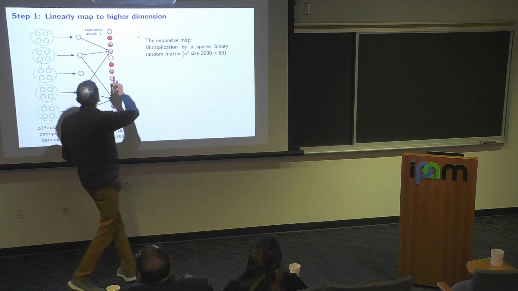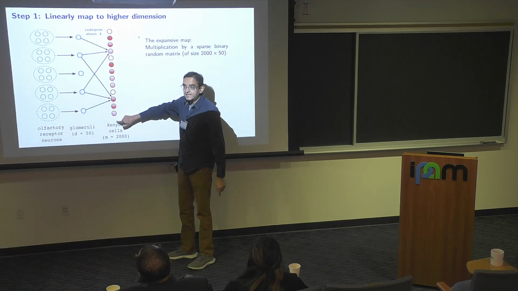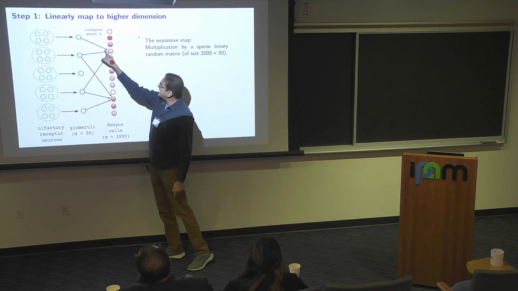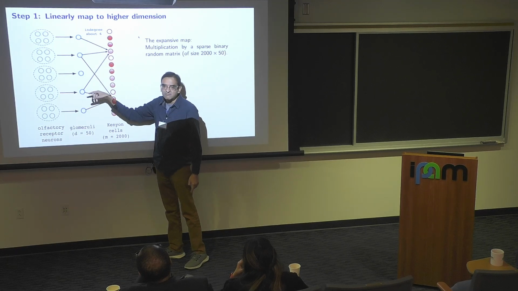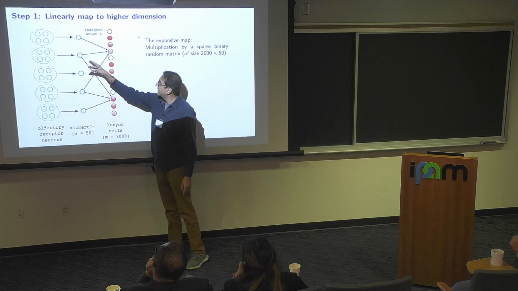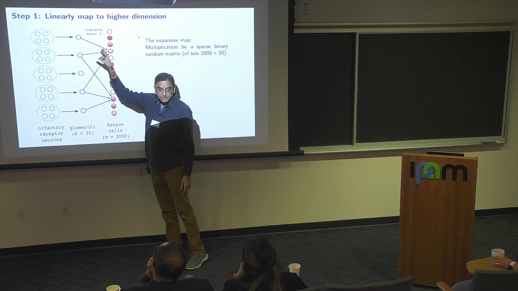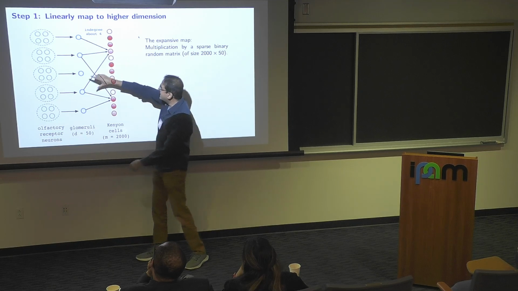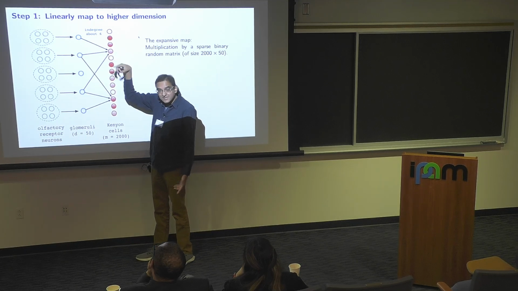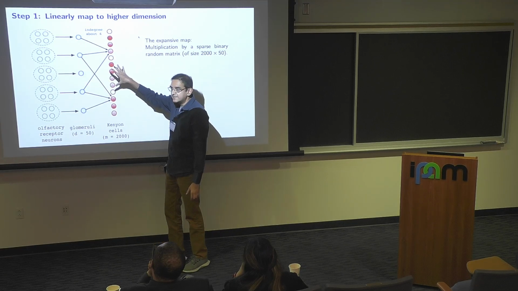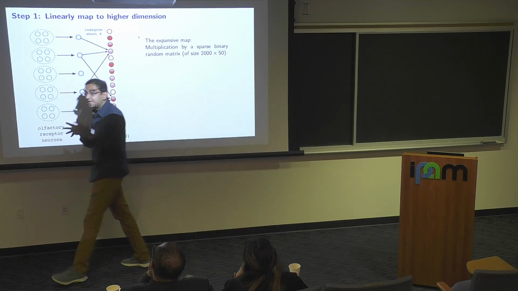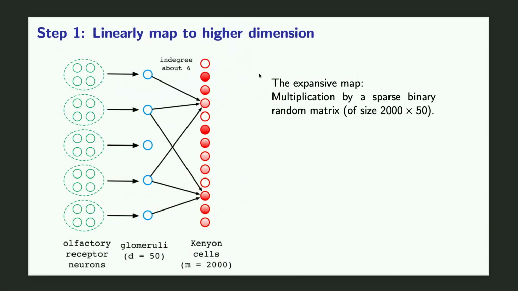And the way this happens is that there are these 2,000 Kenyon cells in the next level, and each of them is connected to a few of the glomeruli, maybe 6 or 10 of them, seemingly chosen at random. Okay, so a random pattern of connectivity. And they add up those inputs to a first approximation, okay? And so this map is actually an expansive linear map. It's taking this 50-dimensional input and multiplying it by this matrix, which is 2,000 by 50, okay?